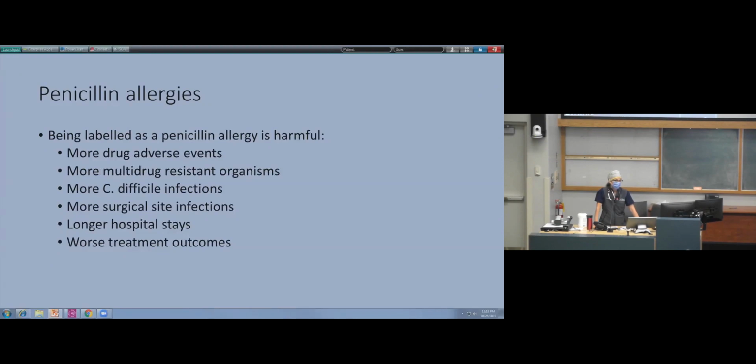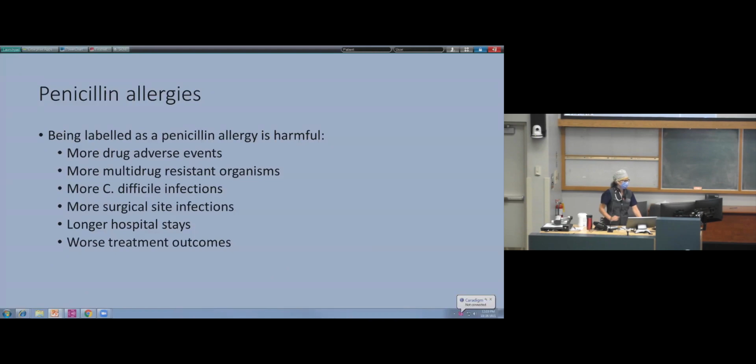So the next issue that we see a lot of are people who have a label of a penicillin allergy. If you have a label of a penicillin allergy and you have a true penicillin allergy like anaphylaxis, then that's very important. Keep that label. But if you don't actually have a penicillin allergy and you just have the label, then it's actually harmful. People who have a label but don't have an allergy are usually given more broad spectrum antibiotics. This can lead to more side effects, more drug resistant organisms, more C. diff infections. If they're inpatients, it can lead to more surgical site infections, longer hospital stays, and just in general, worse treatment outcomes.